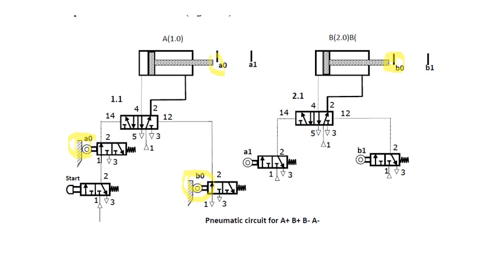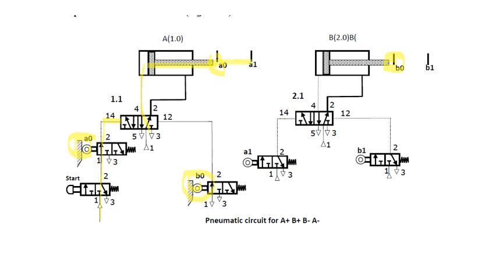When you press the start button, it will generate a signal. Air will flow like this to the first memory valve. Then the first memory valve will allow air to flow from the compressor to the piston end of cylinder A. Then cylinder A will start to move forward.